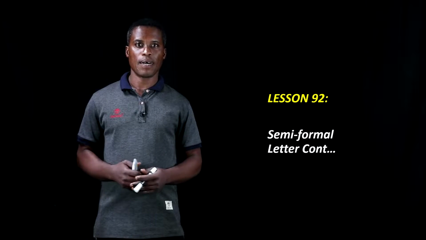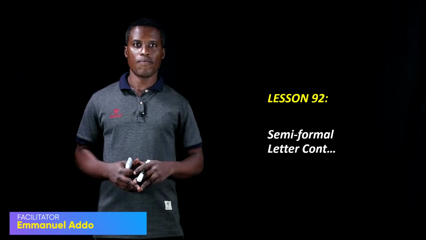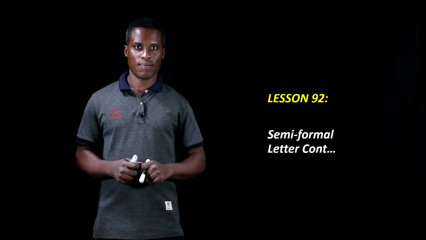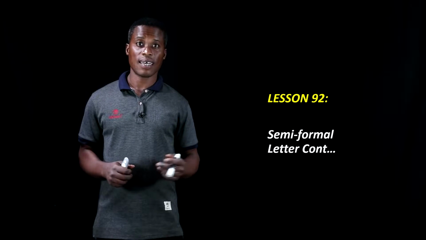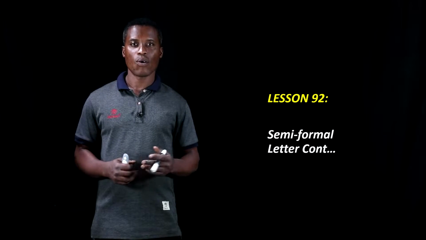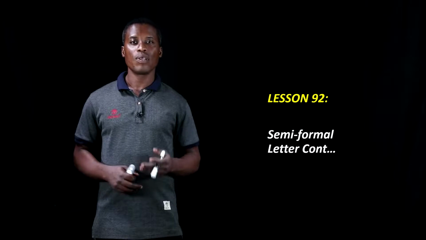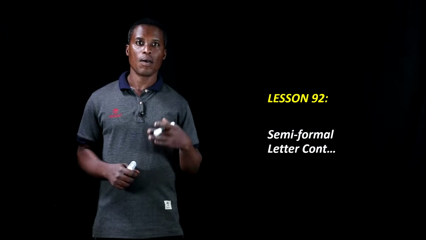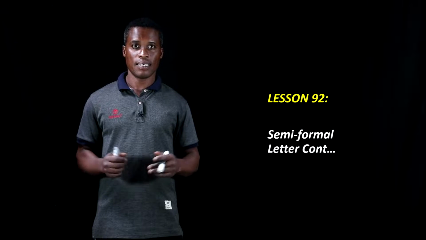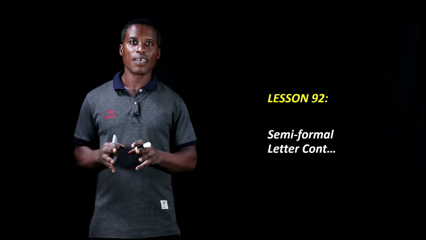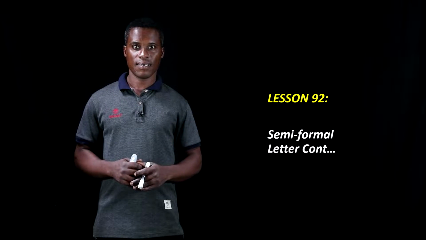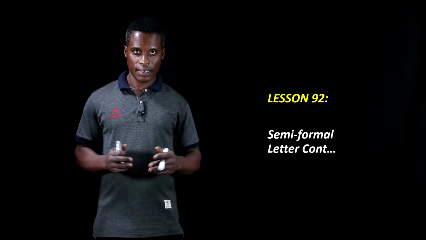Previously, we learned about the meaning of a semi-formal letter, and we identified the meaning as a letter written to adults that are known to us, such as our fathers, mothers, uncles, aunties, and also adults who are not known to us, who live outside, such as pen friends. And we also identified parts of a semi-formal letter, which were the same as the informal letter: the address, the date, the body or the message, etc.